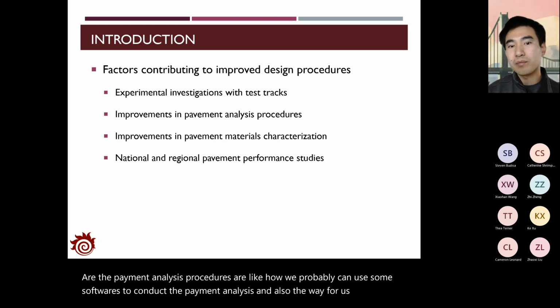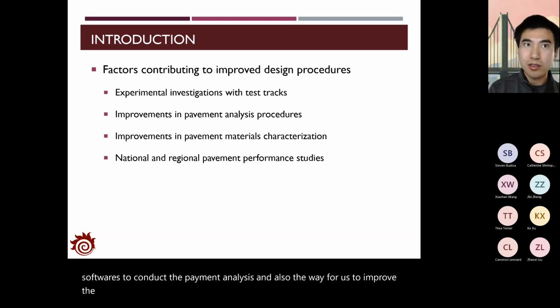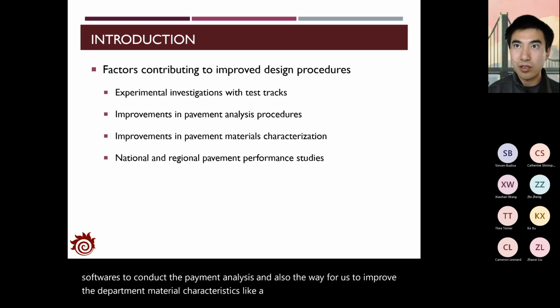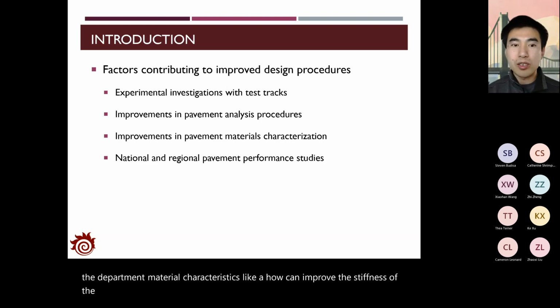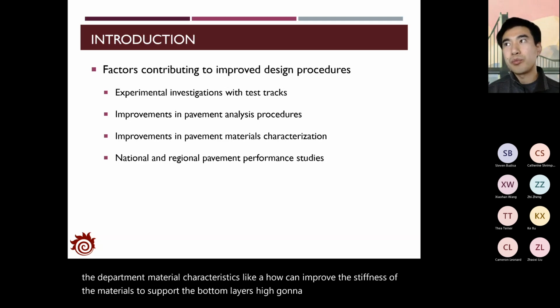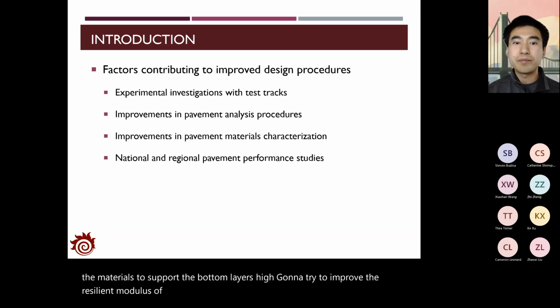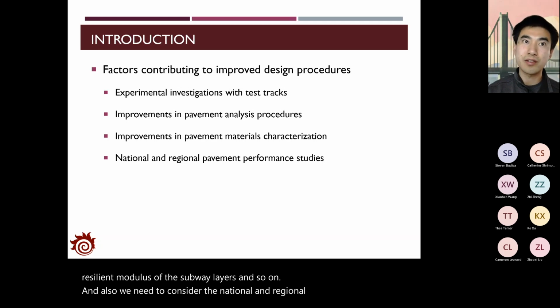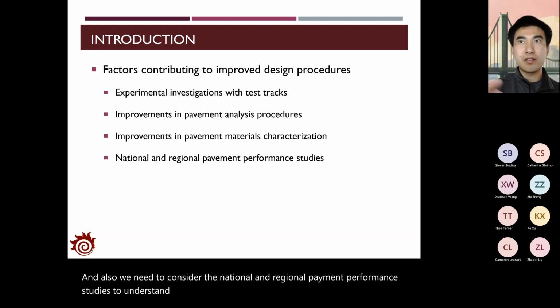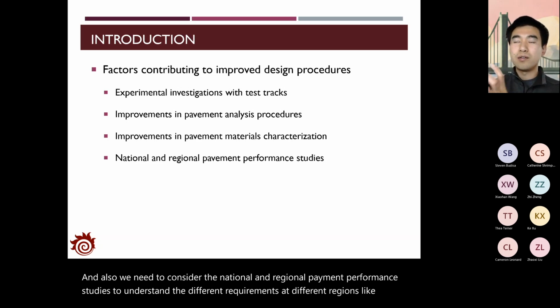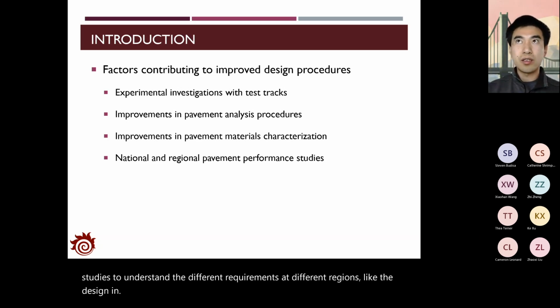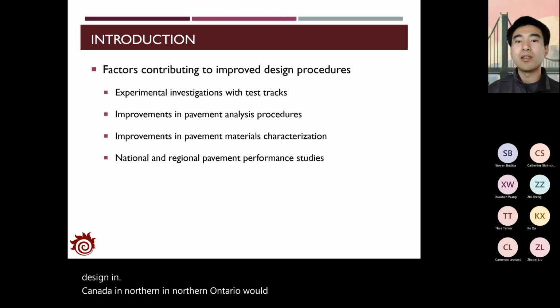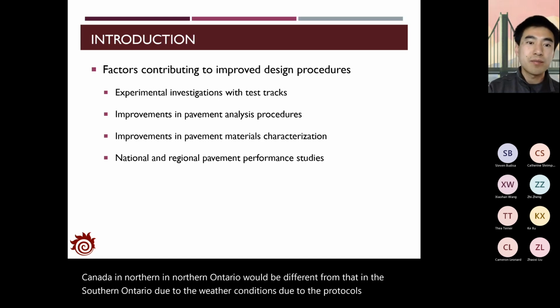for us to improve the pavement material characteristics, like how you're going to improve the stiffness of the materials to support the bottom layers, how you're going to try to improve the resilient modulus of the subgrade layers, and so on. And also we need to consider the national and regional pavement performance studies to understand the different requirements at different regions, like the design in Canada, in northern Ontario will be different from that in southern Ontario, due to the weather conditions, due to the protocols applied at different regions.